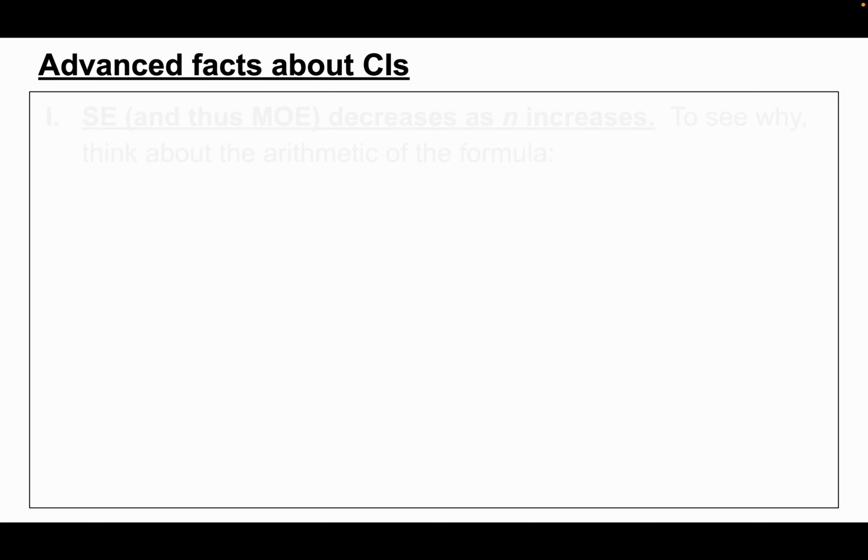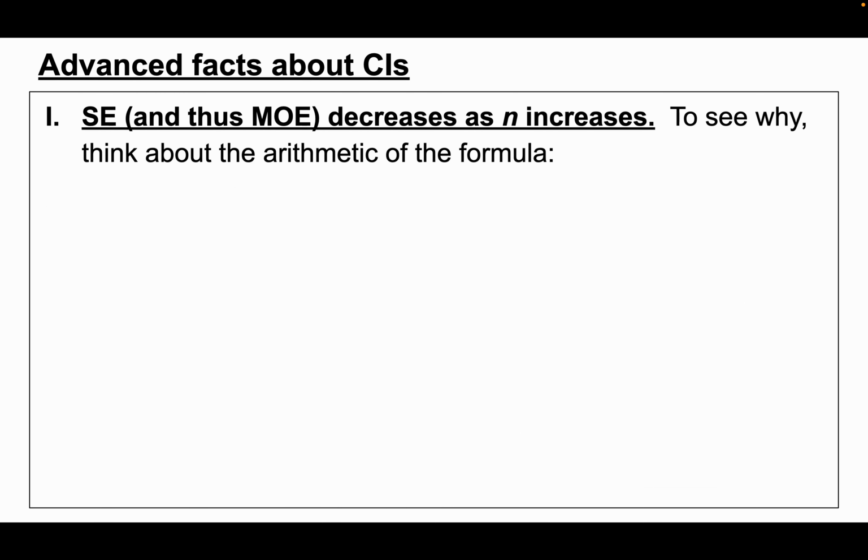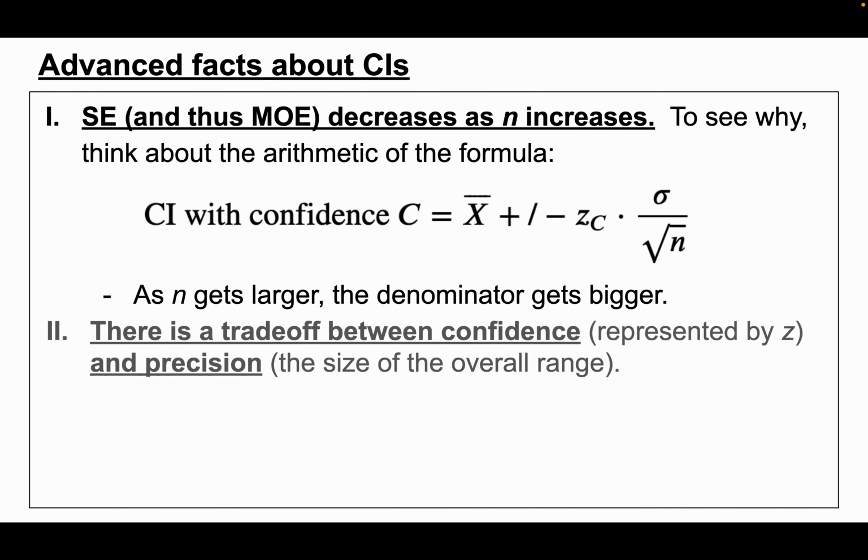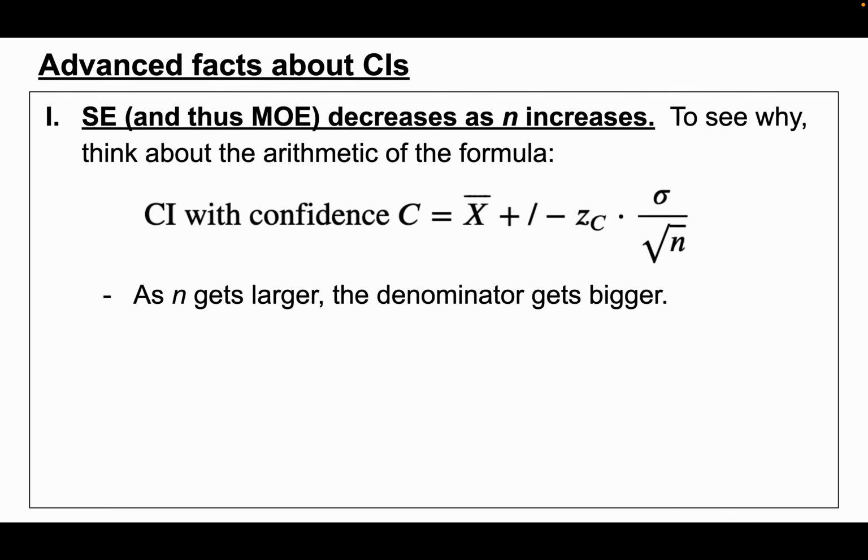So here are some advanced facts about confidence intervals. First, the standard error, and thus the margin of error, decreases as n increases. So that's an important fact. Think about the arithmetic of the formula here. As we're increasing n, this entire quantity is getting smaller, and then the entire range is getting smaller. But intuitively, basically what that means is larger samples are better, which you probably already knew.